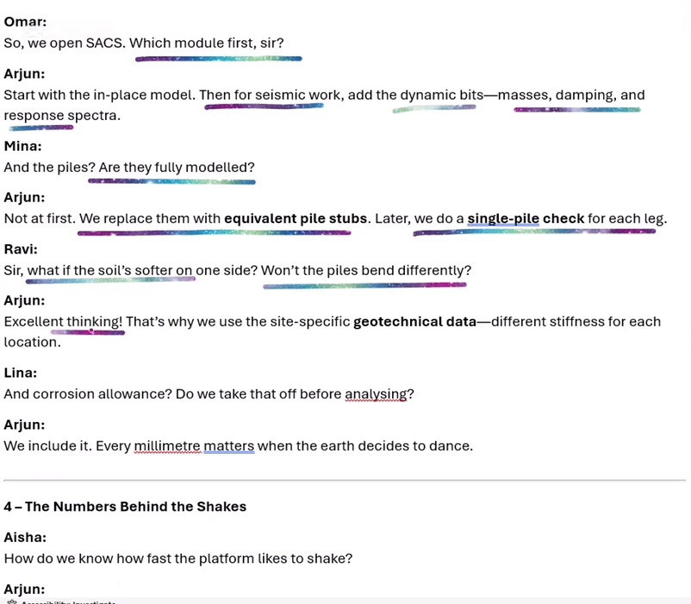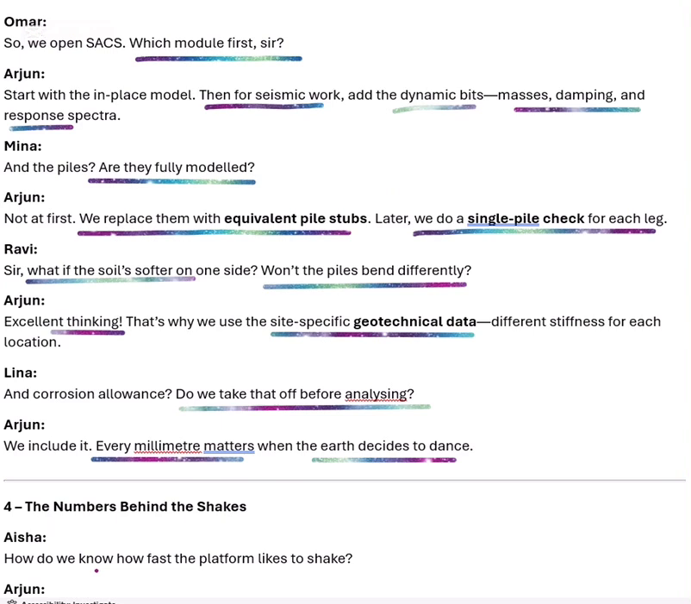Excellent thinking. That's why we use site-specific geotechnical data and different stiffness for each location. So do we take that off before analyzing? We include it. Every millimeter matters when the earth decides to dance.